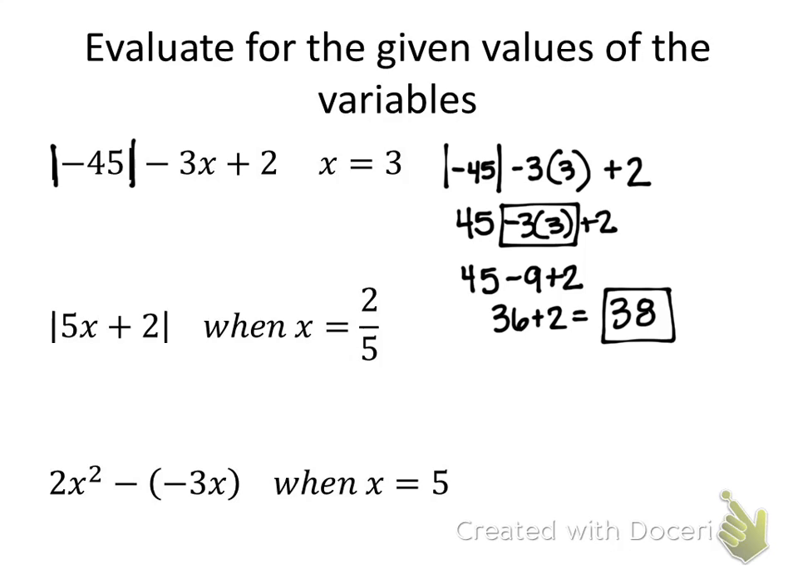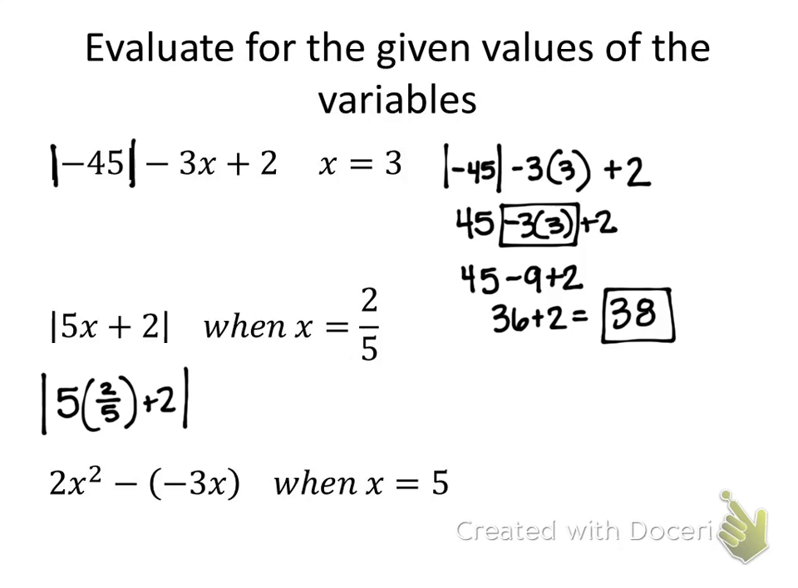Okay, so for this next one, they want me to plug in 2/5 for x. Now, there is one almost identical to this on your test. Hint, hint, hint. It's not the exact same, but it's pretty much the same. So pay attention. We've got absolute value bars around the whole problem. So I'm going to leave them there. I've got 5. What am I plugging in for x? 2/5 plus 2. And then I write my absolute value bars.